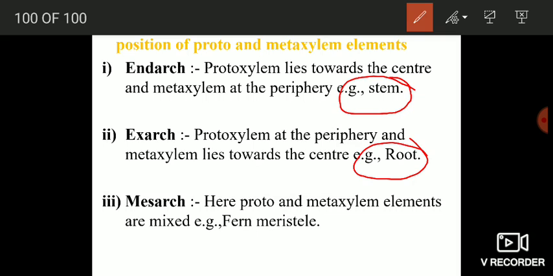And finally, the third type is mesarch condition. Here, protoxylem and metaxylem elements are mixed. They are not located at specific locations. They are mixed with each other. Example is the medullary stele of ferns.